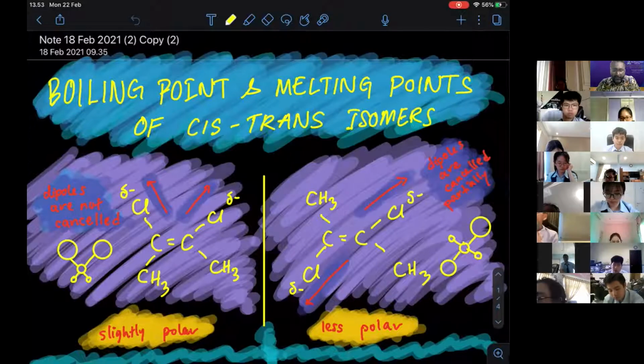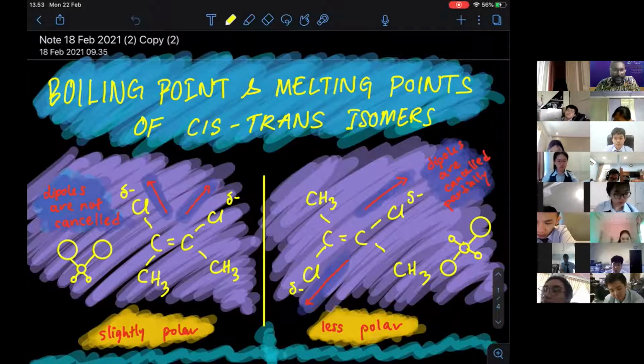Now, I just want to ask you, if you have cis and trans, which one do you think will have higher boiling point? Josh? Any idea? Just take a random guess. From cis to trans, which one do you think has higher boiling point? Intermolecular forces, so trans. Okay, let's look at this properly here, because do remember they have the same Mr, the relative molecular mass.